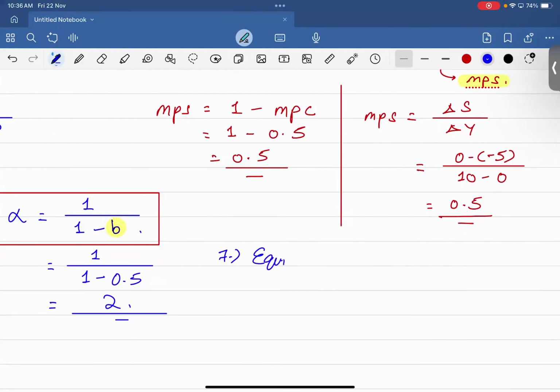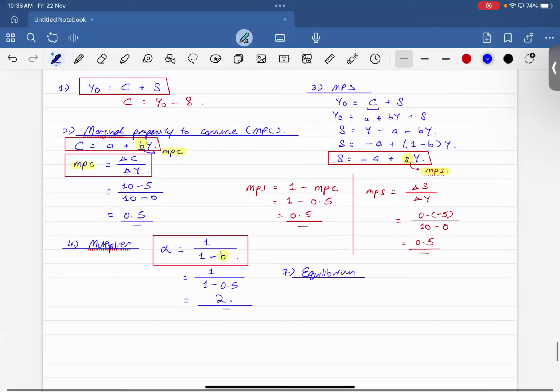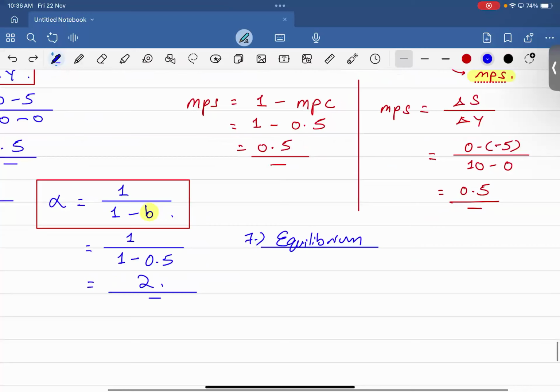Equilibrium. We calculate equilibrium real GDP, or equilibrium output. We use the formula Y equals AE. Okay, let me write it at the bottom. We use Y equals AE. Why is it Y equals AE?